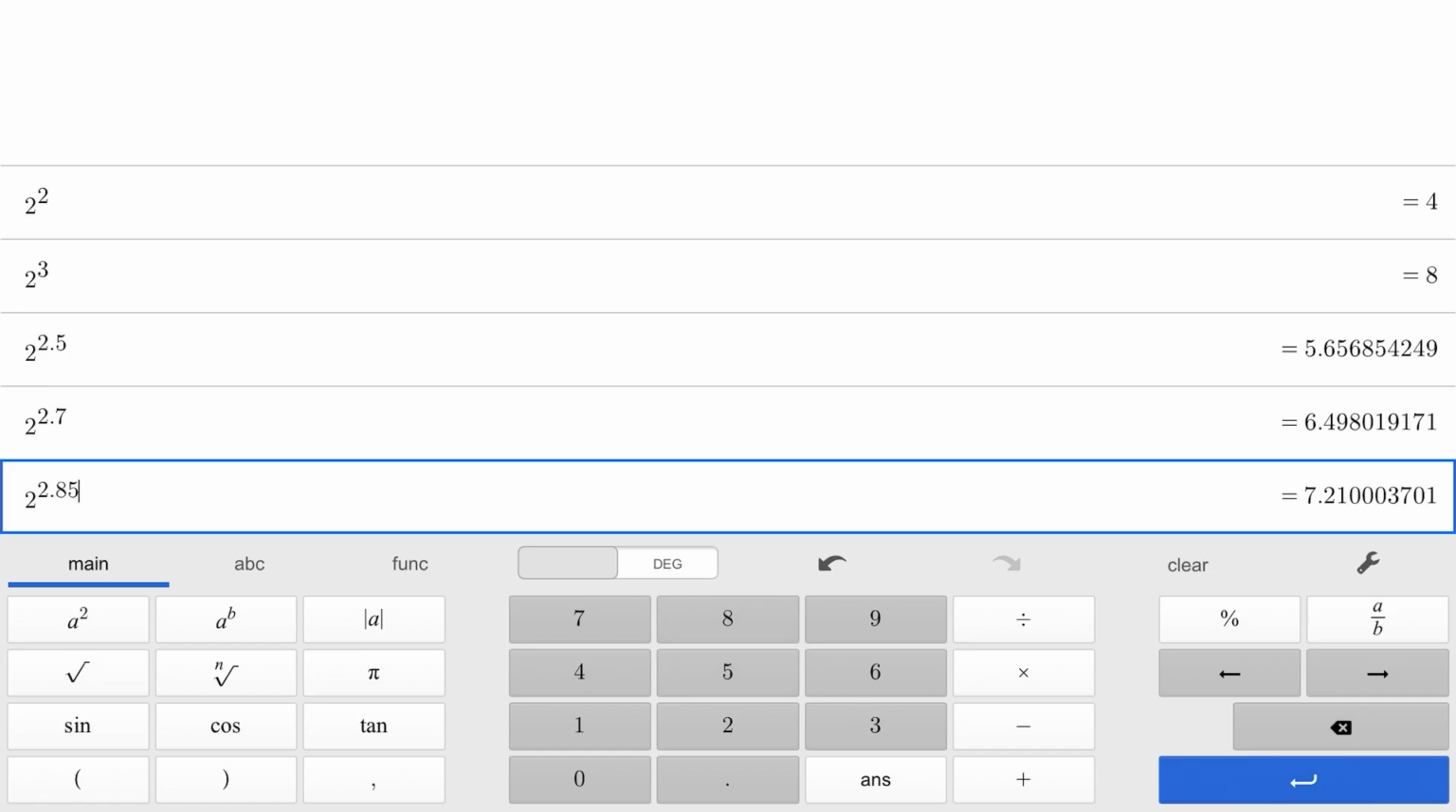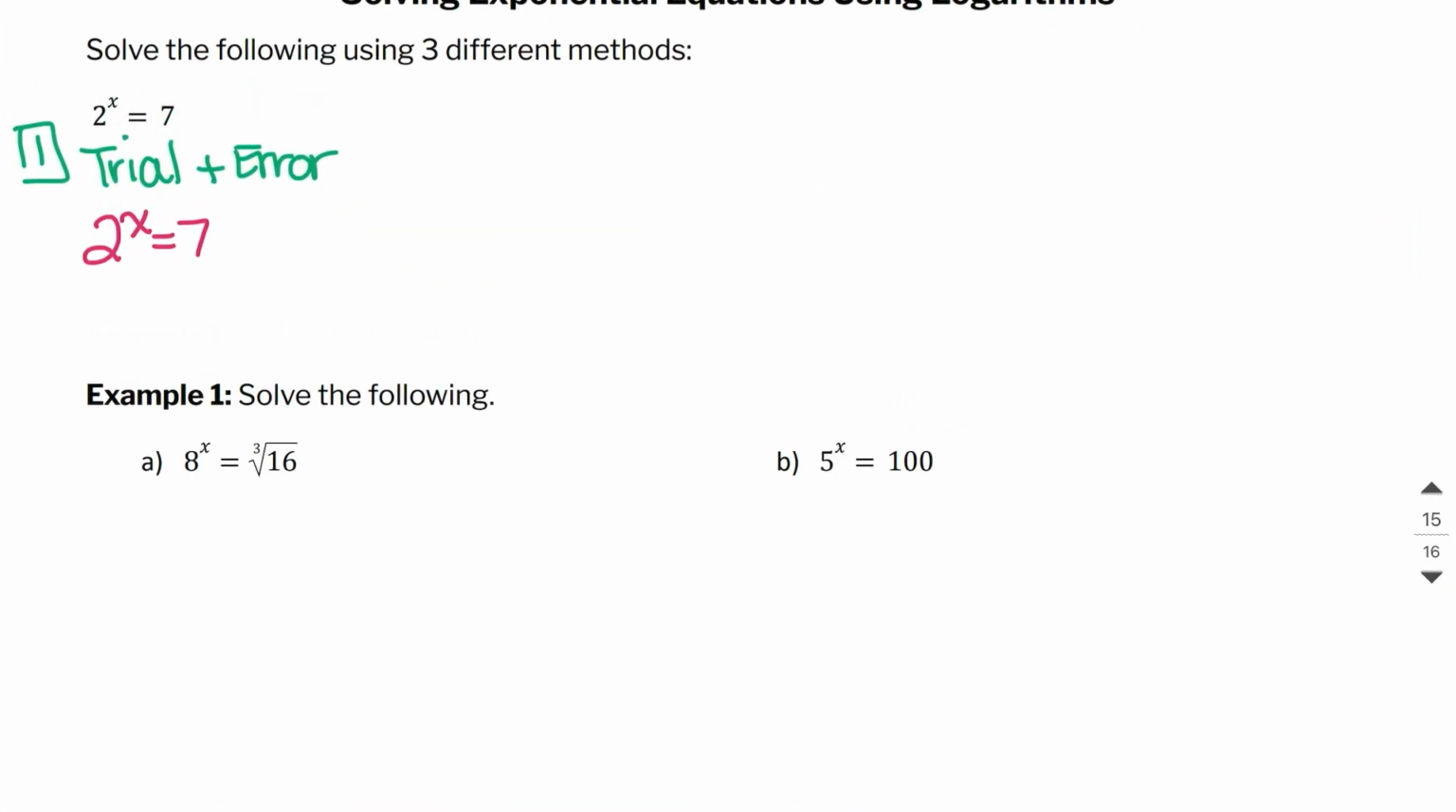So maybe 2.85. This is too big. So maybe I'll do 2.82. It's still a little bit too big. Let's try 2.81. It's still a little bit too big, but we knew that 2.8 is too small. So I would do 2.805, and then I would just keep going until I find a value that works. For trial and error, 2.81 is a pretty good approximation. So that's one option, not the most efficient option.